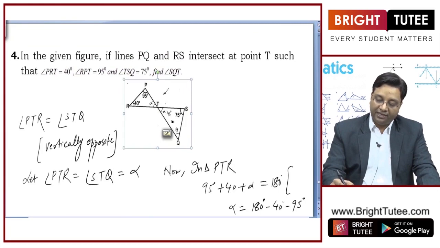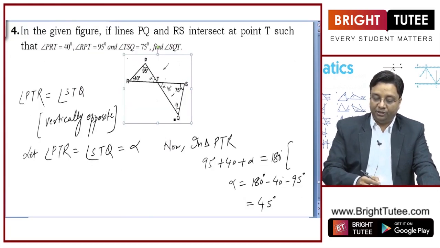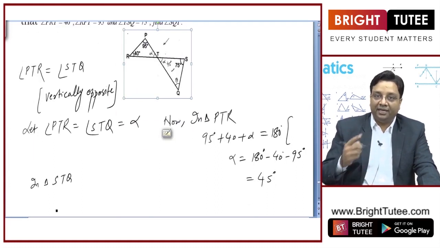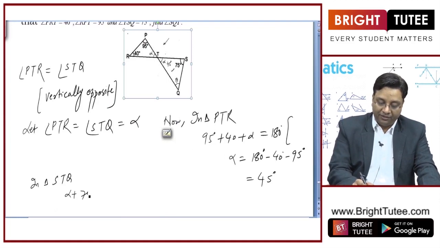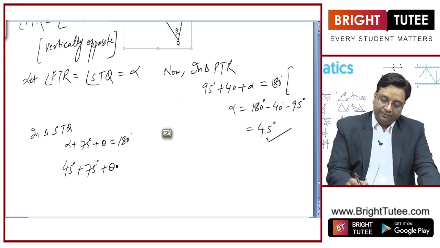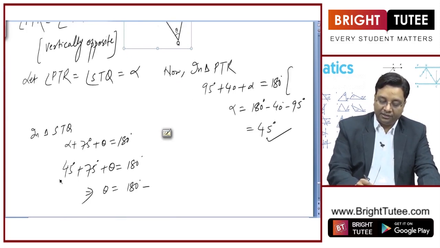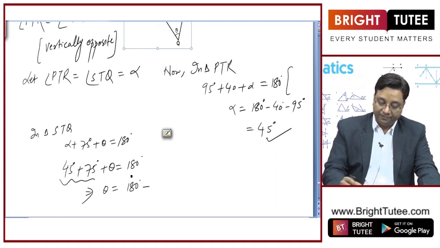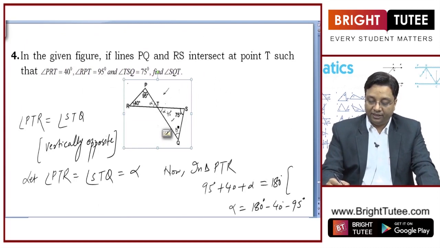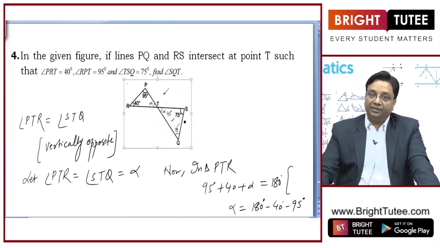Now I'll apply angle sum property in this triangle, in triangle STQ. In triangle STQ, by applying angle sum property, I can say alpha plus 75 plus theta is 180. Alpha I already know is 45. So 45 plus 75 plus theta is equal to 180. Hence theta is equal to 180 minus the sum of these two, which is 120. So 180 minus 120 is equal to 60 degrees. So the required angle, that is this angle SQT, is 60 degrees.